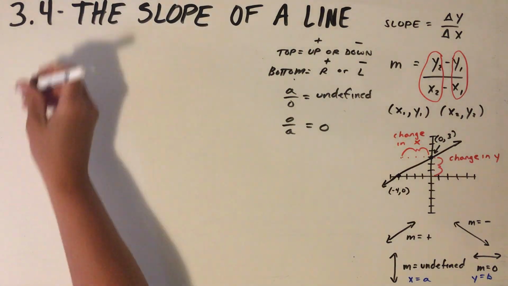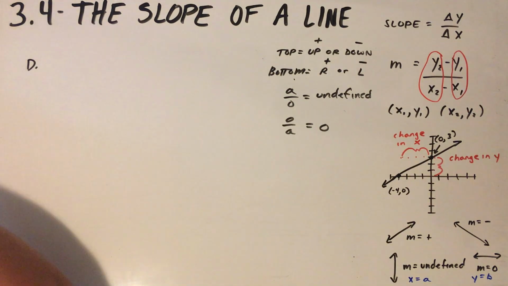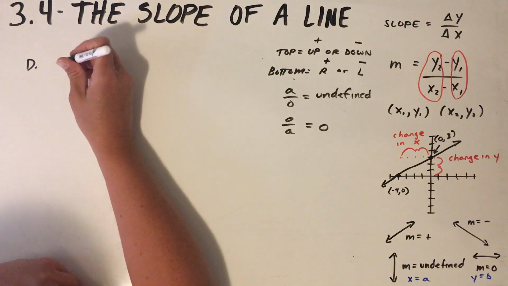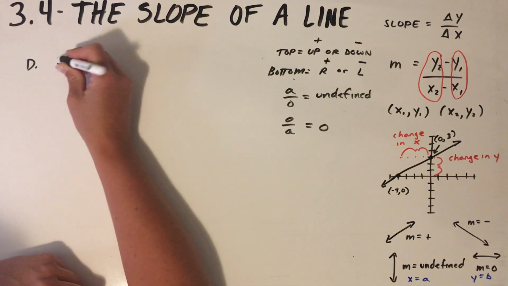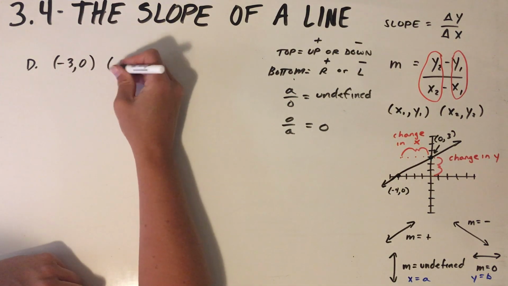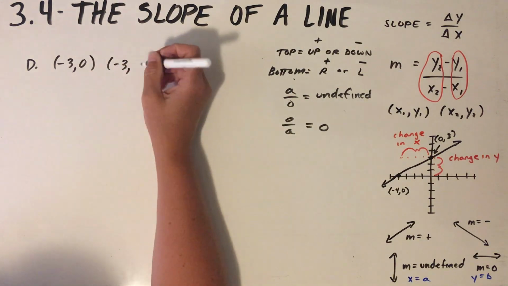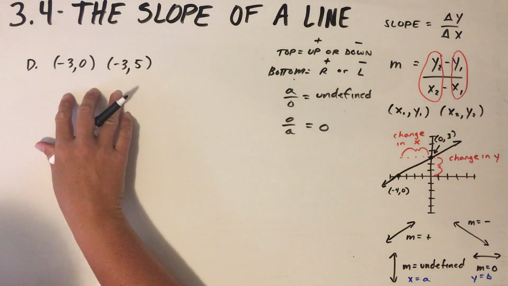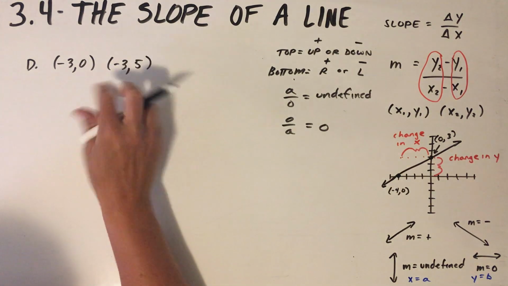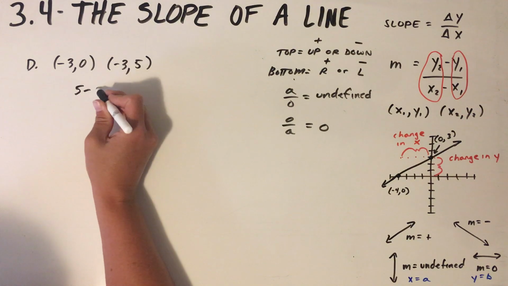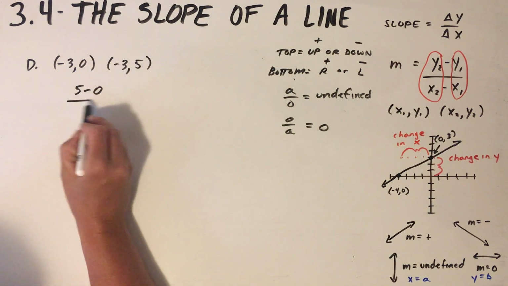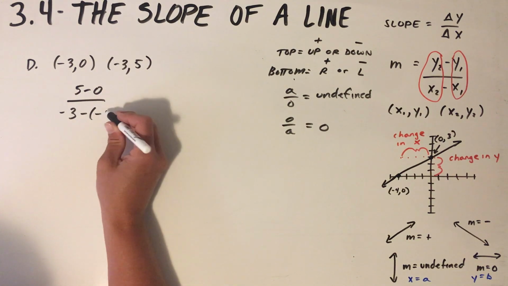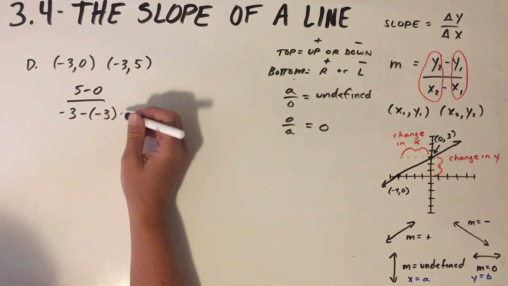For D, let's do the points -3, 0, and -3, 5. Okay, so all I want to do here is find the slope. So I'm going to take my y2 value and subtract my y1 value, which is the 0. I'm going to take my x2 value and subtract my x1 value, which is right here.